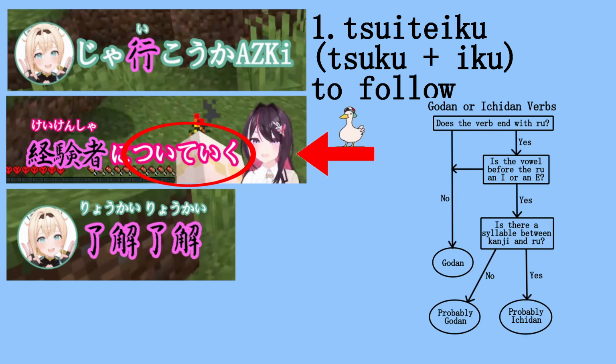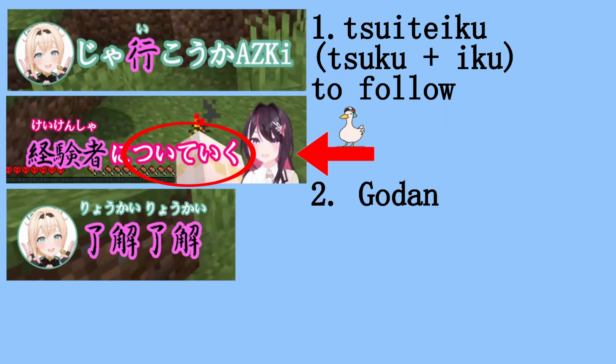Is this a Godan verb or Ichidan verb? Let's check the flowchart. Does it end in ru? No, which means we again have a Godan verb. Just for practice, the dictionary form of tsuite is tsuku, and it is also a Godan verb because it ends with ku and not ru.